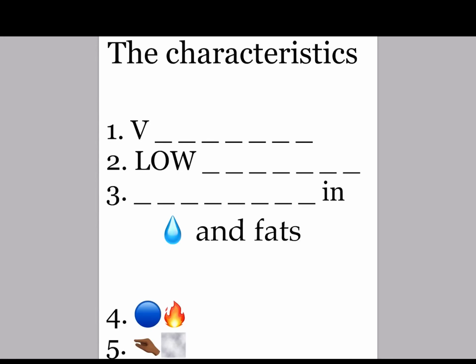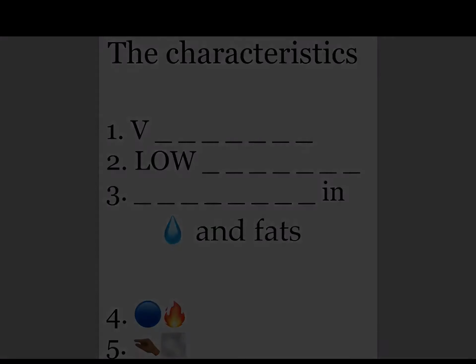Okay, so in this part we're going to learn about the characteristics of the alcohol. I have listed down 5 characteristics of the alcohol and we can see the video on a few of them. The first one starts with the letter V. The second one you have the keyword low. The third one you have the spaces and fats. Number 4, you have the two emojis, and number 5, you have the two images. You can pause the video and try to answer first.